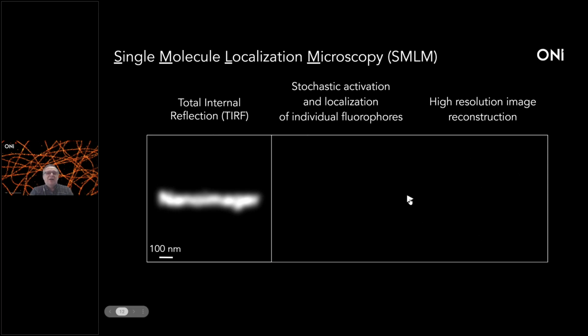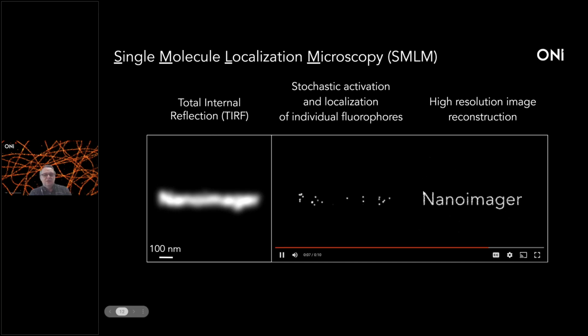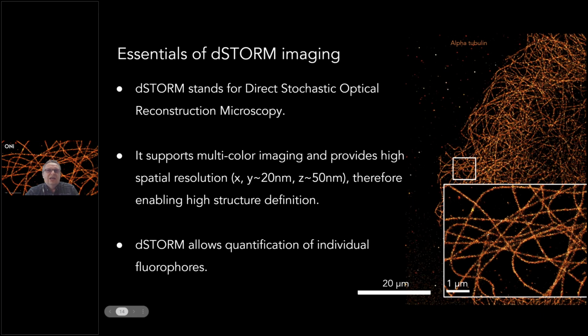So this is a way how you can, using single molecule localization microscopy, break the diffraction limit, so go below the 200 nanometers and still resolve your image, such as here, the logo of our company. This is, as I mentioned, a group of technologies. One of the technologies which we usually use is dSTORM, which is direct stochastic optical reconstruction microscopy.